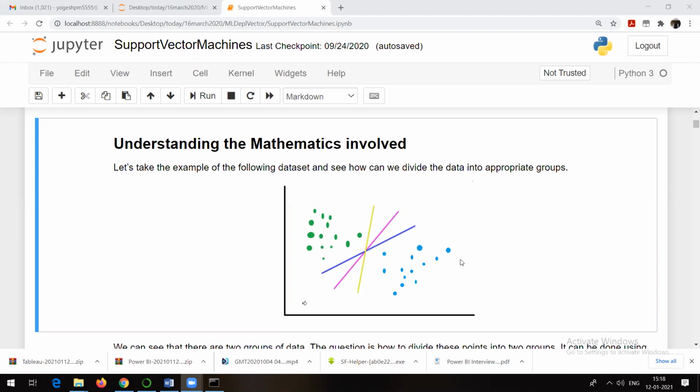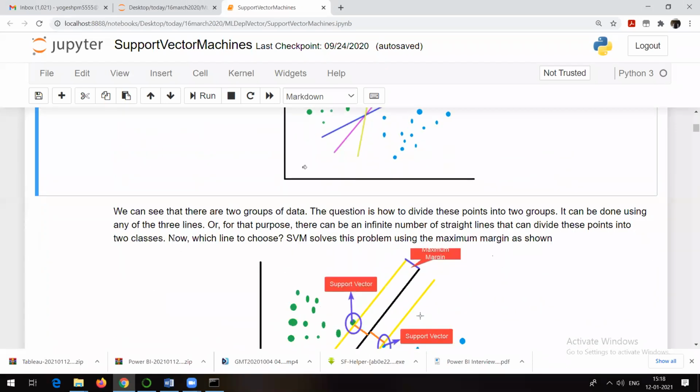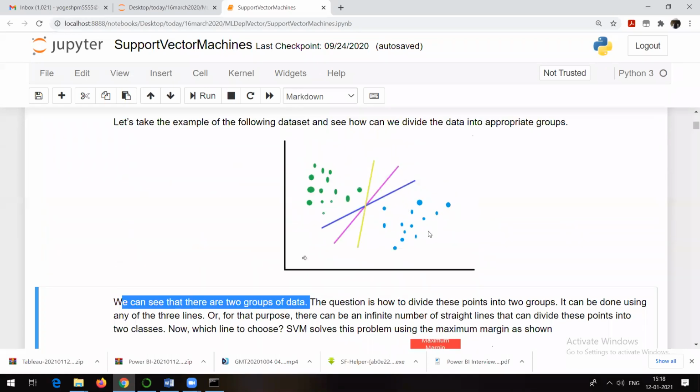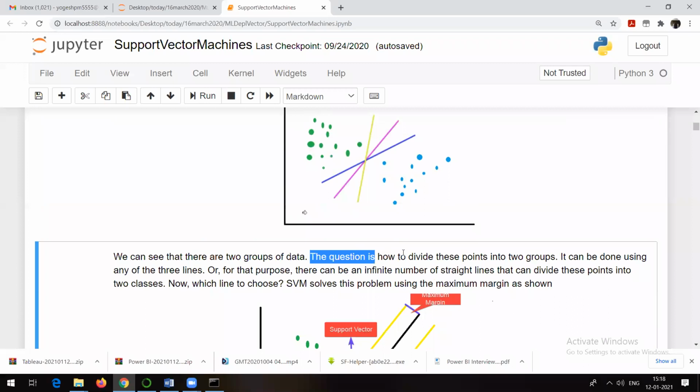Again, the explanation is given here. Don't worry if you haven't understood yet. I will try to go through that particular explanation. See, we can see that there are two groups of data. As I told you, green and this one is, suppose, blue. The question is how to divide these points into two groups.